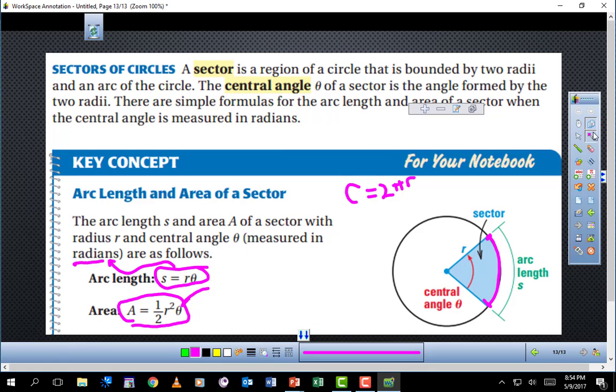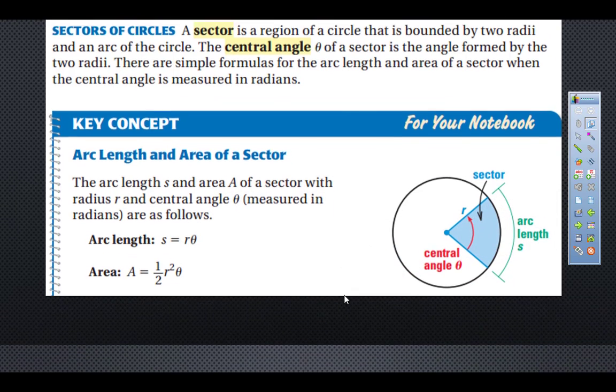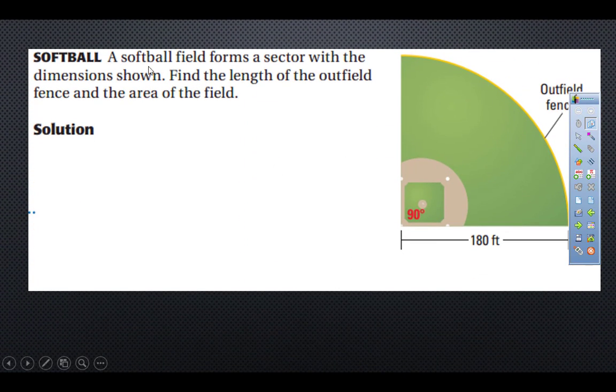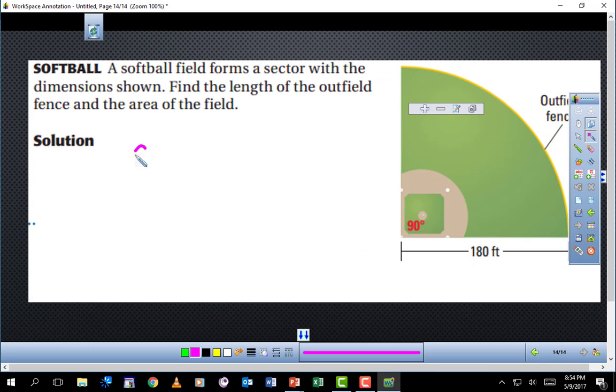Let's do a problem real quick and we'll demonstrate this. Here's a softball problem. What we'd like to know is how much fencing we're going to have to do to put around here, so then we can talk to the school board and tell them how much it's going to cost to put in a new fence. Well, that means we have to use this formula. S is equal to r times theta.